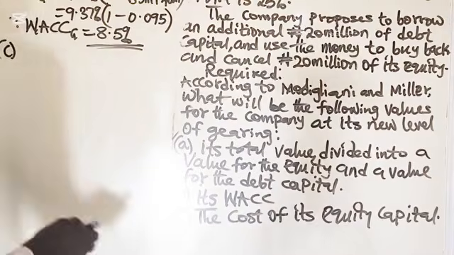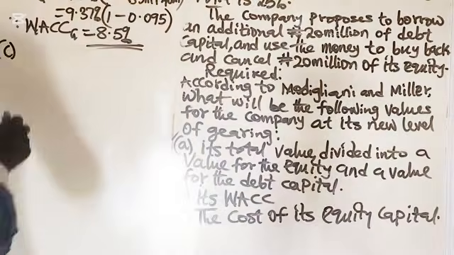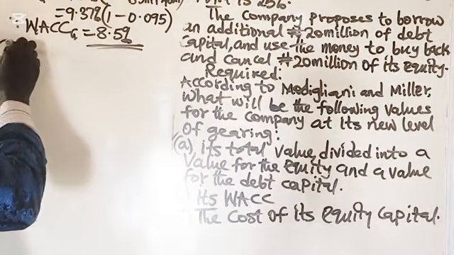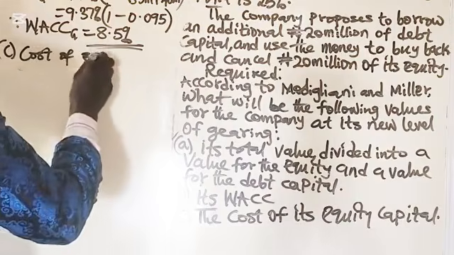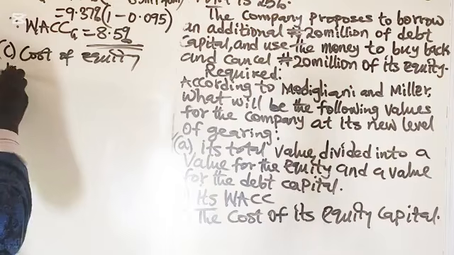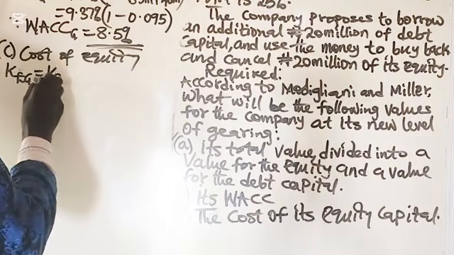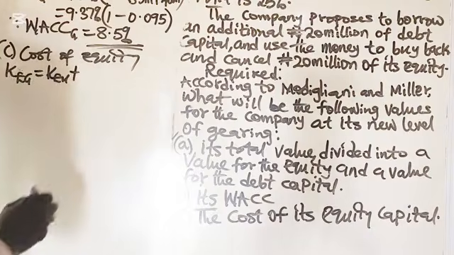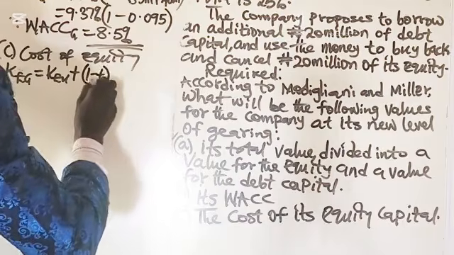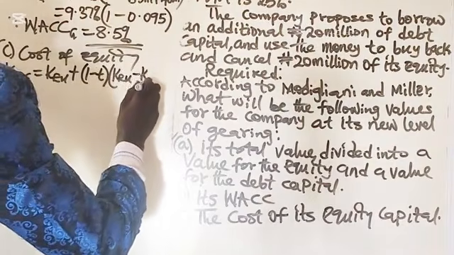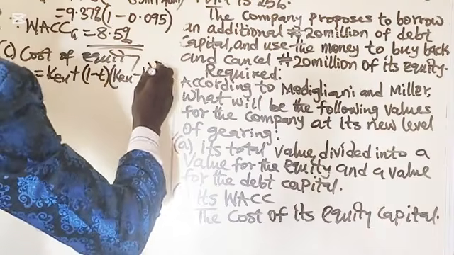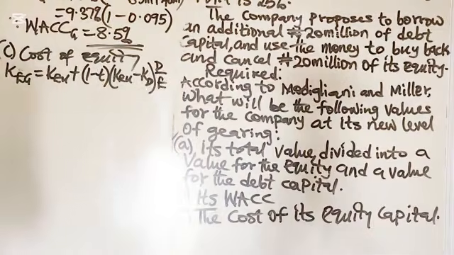C, you have to calculate the cost of equity capital. The formula for the cost of equity, KEG, equals Q plus (1 minus tax rate) into (Q minus KD) into D over E. This is the formula for calculating cost of equity based on M&M Proposition 2.